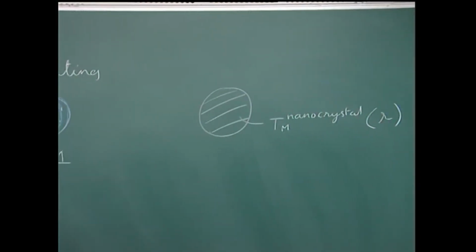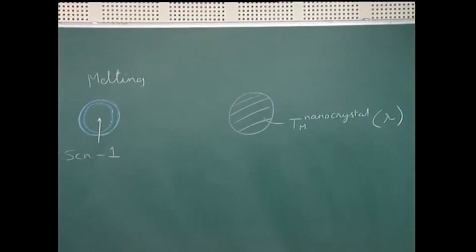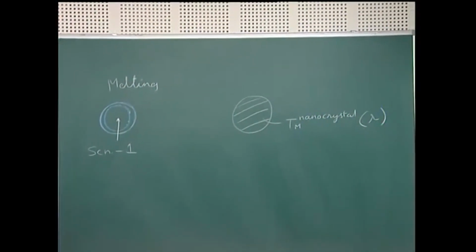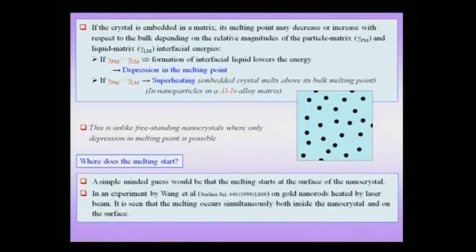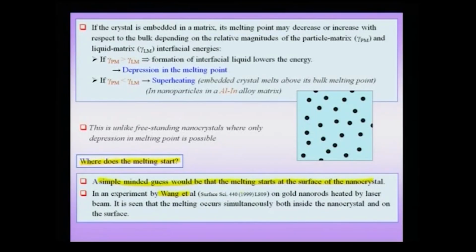Now, which of these two is true is an important question. Is it that the melting actually happens at the surface and progresses inward, or does the whole nanoparticle melt at a single temperature? Let us answer this question: where does melting start first? A simple-minded guess would be that the melting starts at the surface of the nanocrystal, as the formula I pointed out in the previous slide. But in actual experiments, and the one which I would like to cite now is by Wang et al., which goes back to 1999, which they did on gold nanorods heated by a laser beam.